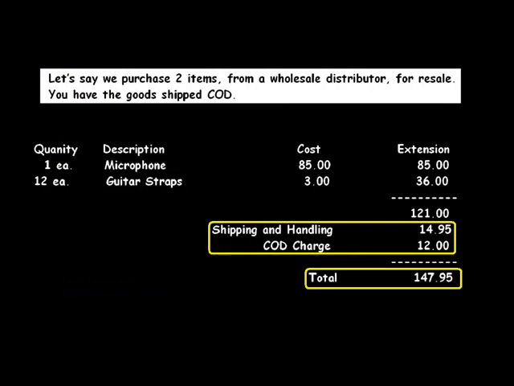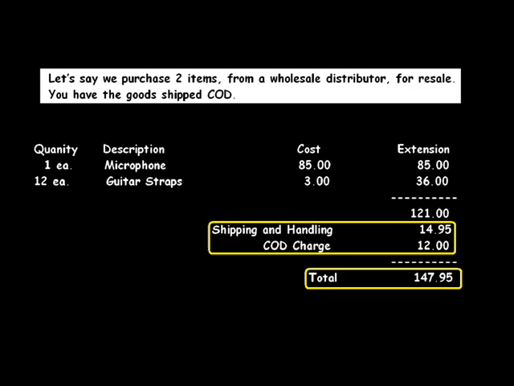Let's say we purchase 2 items from a wholesale distributor for resale. We have the goods shipped COD. There's 1 microphone and a dozen guitar straps. We get invoiced. The microphone is invoiced at $85 and the guitar straps are invoiced at $3 each for a total of $36. The merchandise invoices at $121.